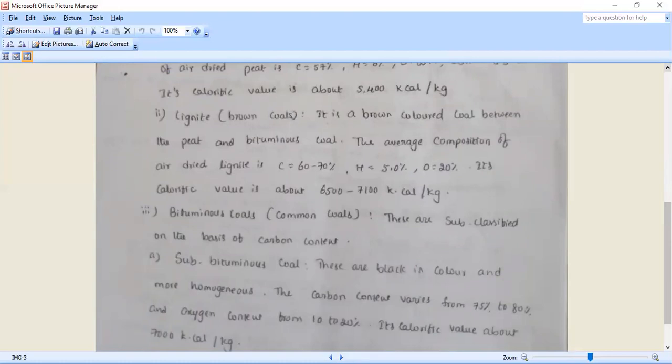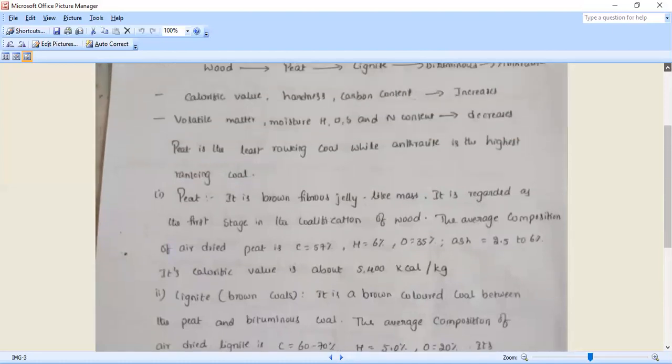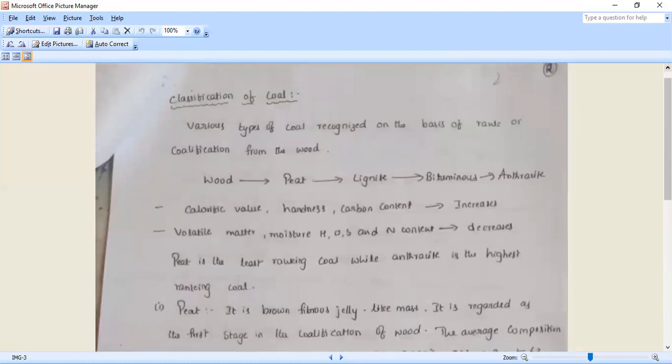Classification of coal. How to classify the solid coal? Let's see the classification of coal. Various types of coals are recognized on the basis of rank, or qualification, from wood. Here we see wood, peat, lignite, bituminous coal, and anthracite. Firstly we have wood. Further we get peat, then lignite, then bituminous coal, and further we get anthracite.